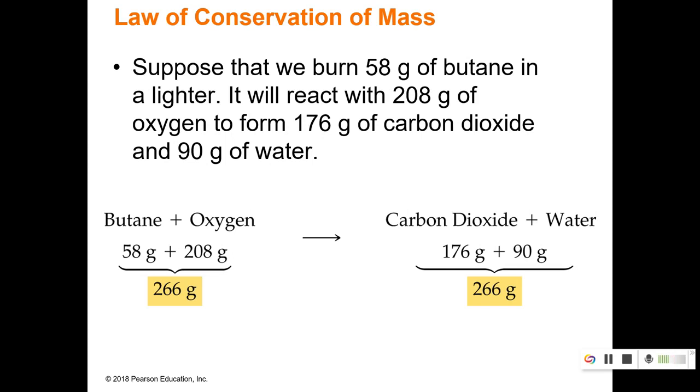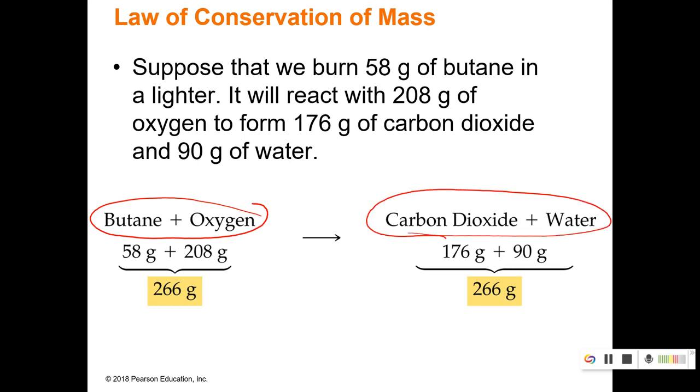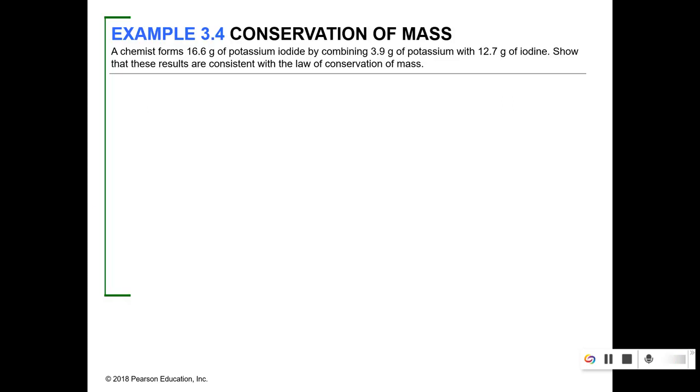We've got a reaction with reactants and products. Butane and oxygen react to form these products, carbon dioxide and water. Notice the reactants add up to equal the products. The arrow in this situation is like an equal sign where we're doing this math. You don't even have to know what's what. You just have to know what's on which side.